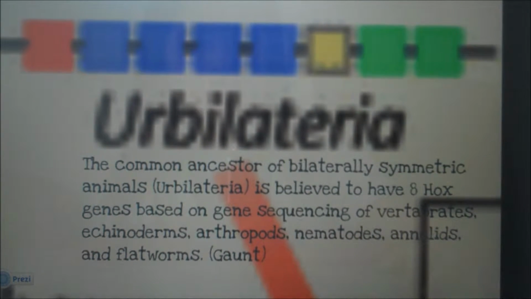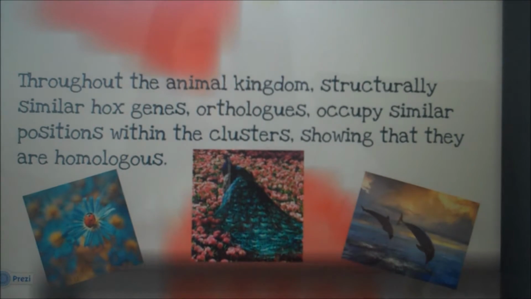The common ancestor of bilaterally symmetric animals, Urbilateria, is believed to have had 8 Hox genes based on gene sequencing of vertebrates, echinoderms, arthropods, nematodes, annelids, and flatworms. Throughout the animal kingdom, structurally similar Hox genes, orthologs, occupy similar positions within the clusters, showing that they are homologous.